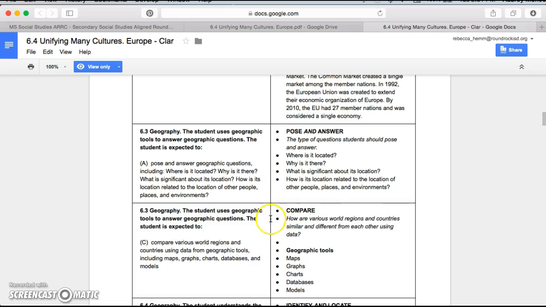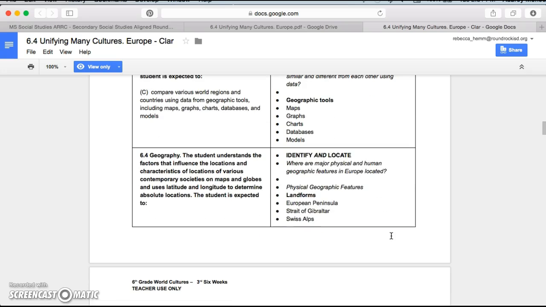Compare, this is what we mean by compare. So it really helps translate the rigor verb and explain how it should be taught and how in-depth it should be taught. So I think that's pretty cool.